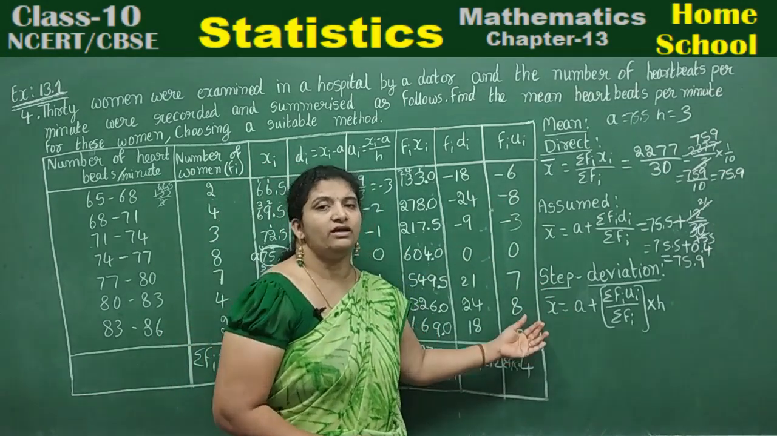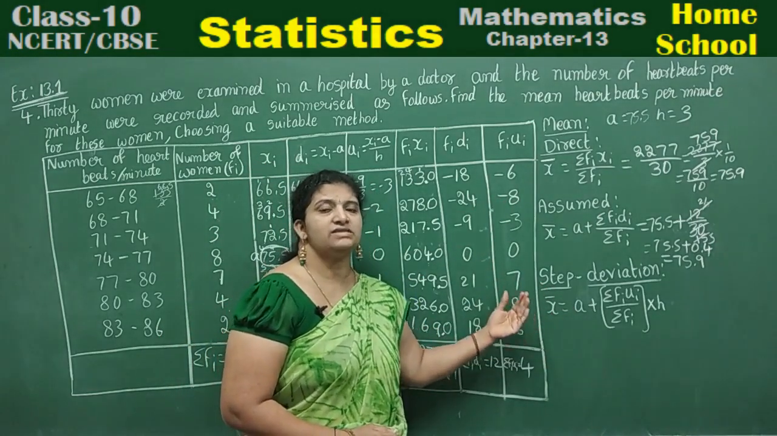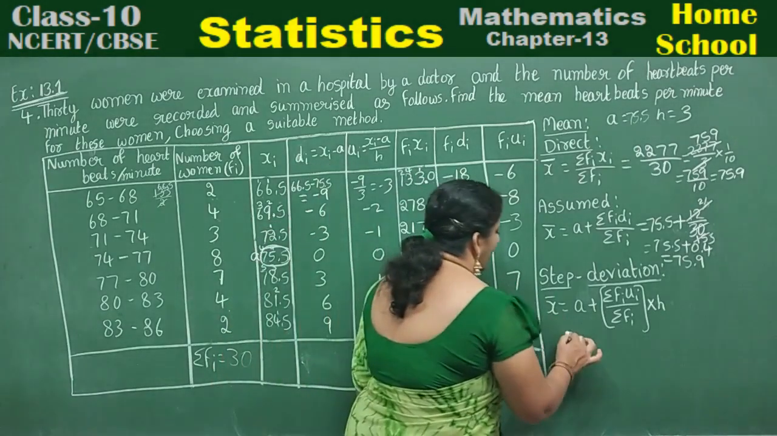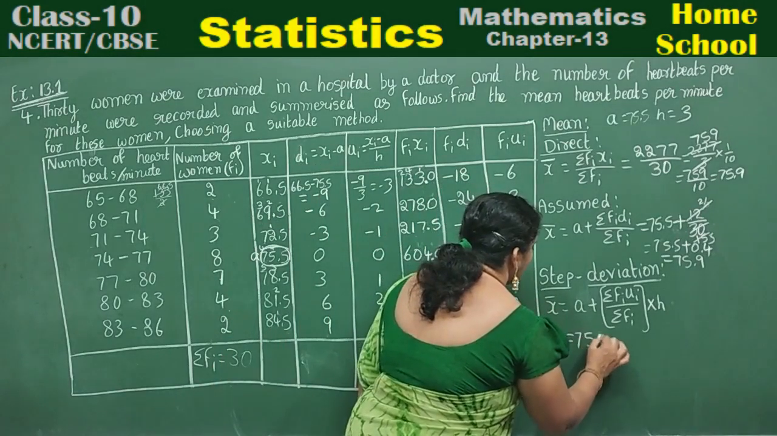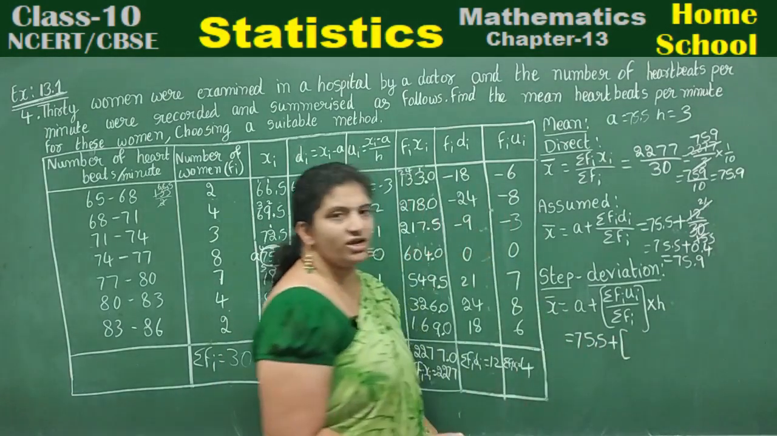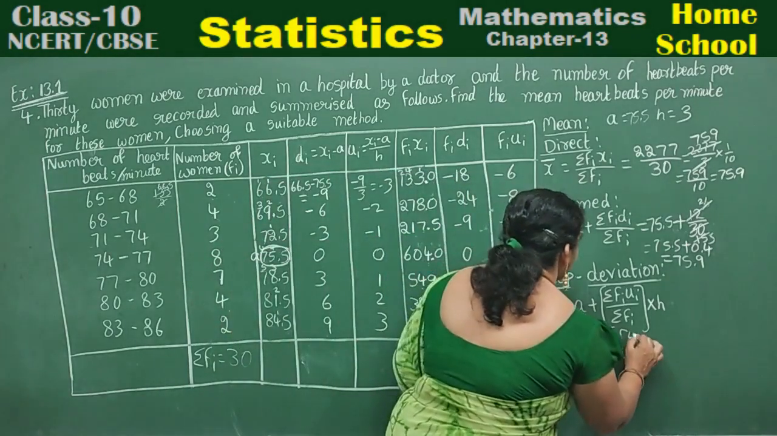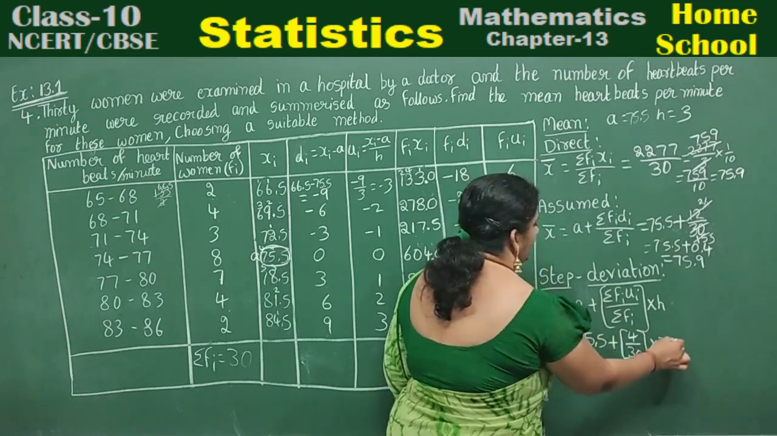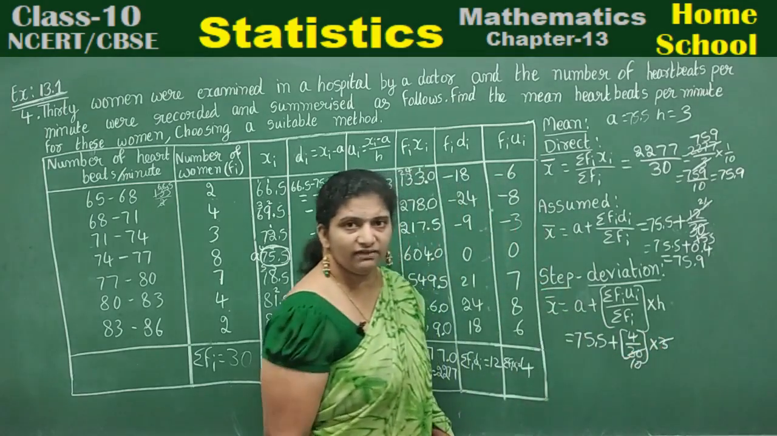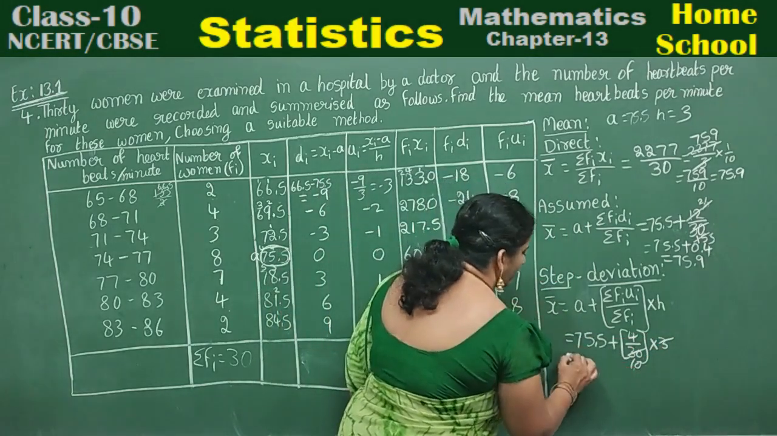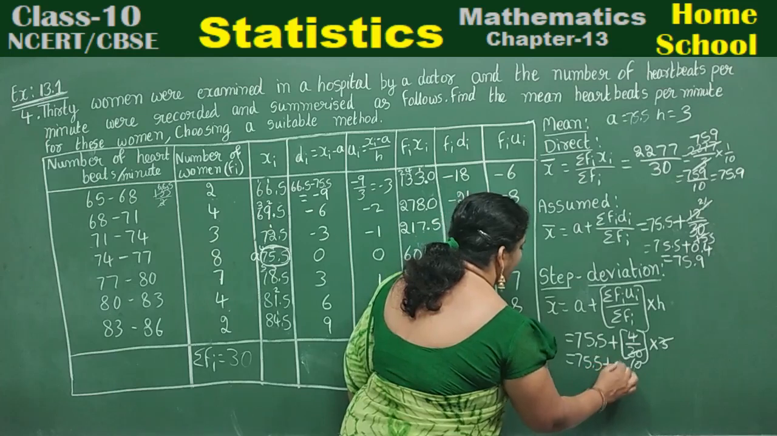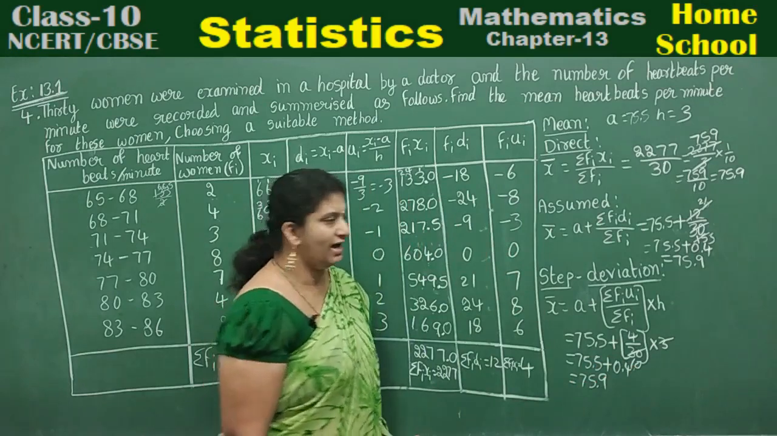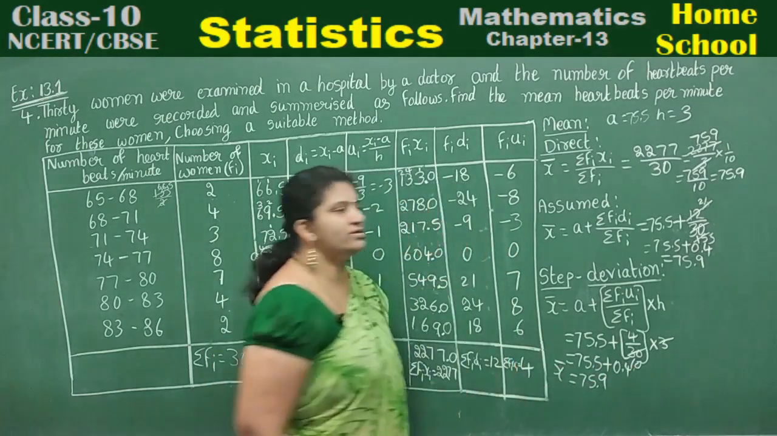Applying the formula, step deviation method, x bar is equal to a plus summation Fi Ui by summation Fi into h. A value is 75.5 plus summation Fi Ui is 4, summation Fi value is 30 into h value is 3. 3 tens are 30. We can cancel, right? 4 by 10 is 0.4. 75.5 plus 0.4 if you add, 75.9 is your answer. X bar is equal to 75.9.